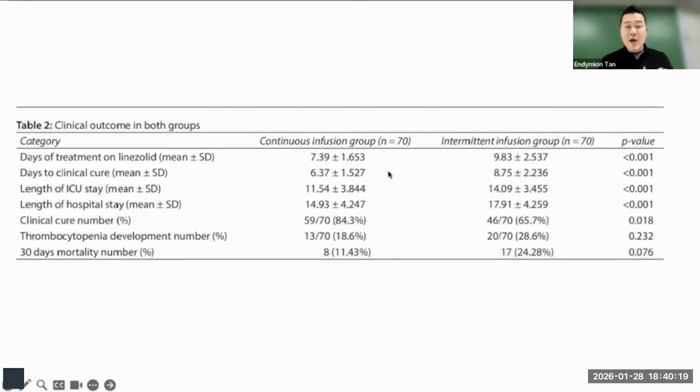So here they found out that those on continuous infusion have a better outcome. Like days of treatment, they just required 7 days as compared to 9 days for those on intermittent infusion. So days to clinical cure, in 6 days those on continuous infusion already achieved clinical cure, and so on, with a shorter length of hospital stay of 14 days as compared to 17 days. So this study found that continuous infusion might benefit the patients more than intermittent infusion.